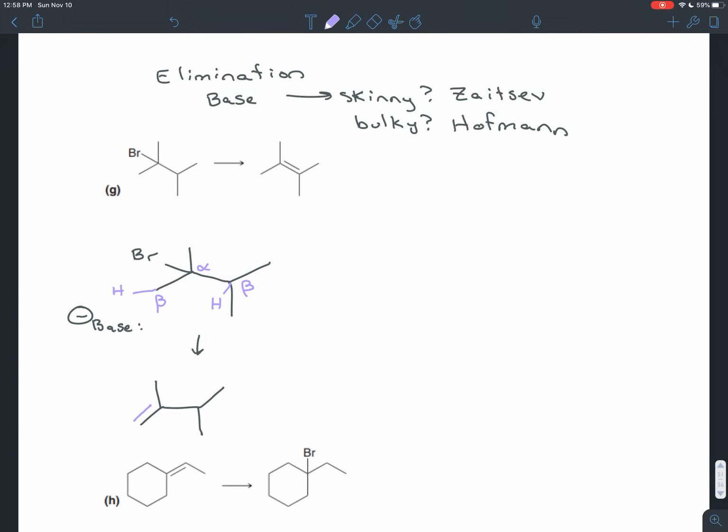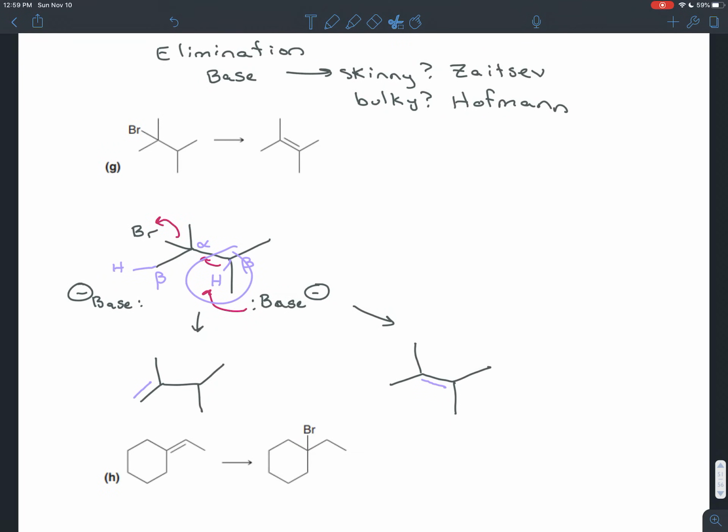So this one right here. If a base came by and steals that hydrogen, the electrons could go toward the leaving group, kick the leaving group off. And in that case, you would have a pi bond forming toward the beta hydrogen that you stole. There. So those are our 2 possible products, depending on which beta hydrogen the base steals.